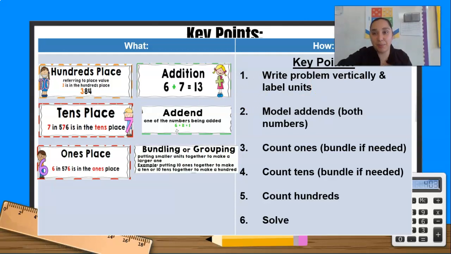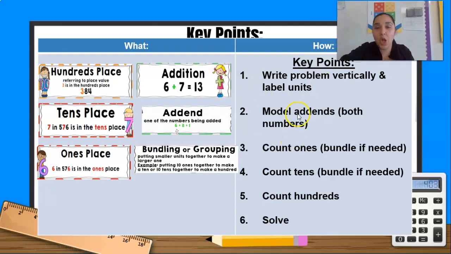Let's go over the key points that we need for today. Remember, we write the problem vertically and we label the units. We write the problem vertically, top to bottom. That's what it means. The number on top, the second addend on the bottom. They're aligned in the correct units. Key point number 2 means that you model the addends. That means that you draw the place value disks for each of the numbers that are being added.